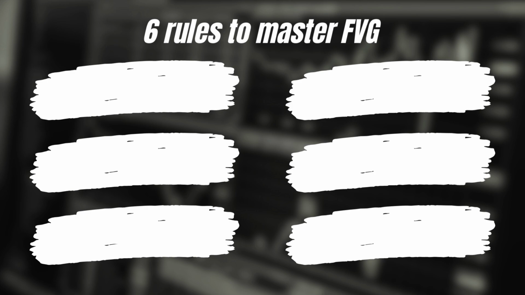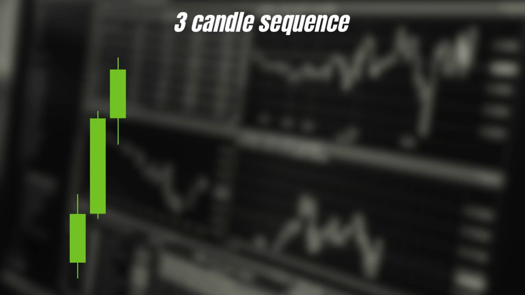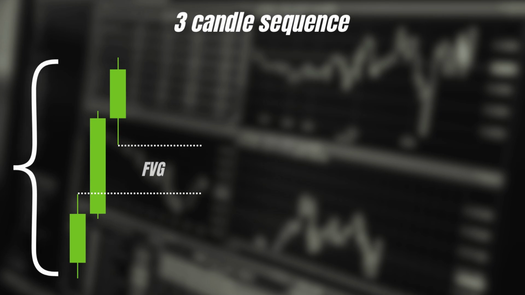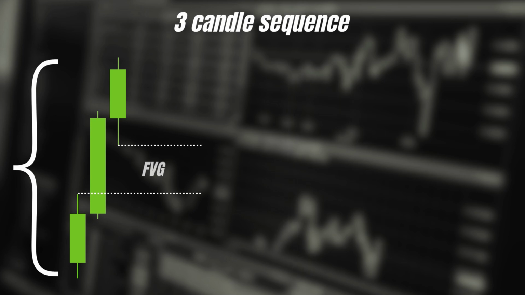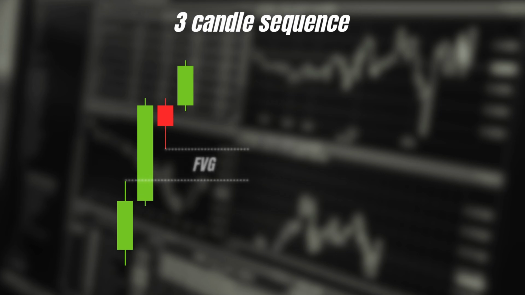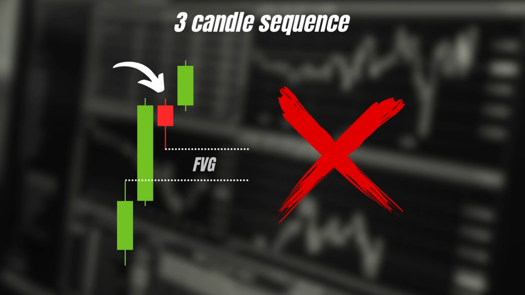The first rule to follow is the three-candle sequence. This rule helps you identify valid fair value gap setups. In a bullish market, the gap must be between 3 consecutive bullish candles. Similarly, in a bearish market, the gap should be between 3 consecutive bearish candles. If you come across a situation where there is a gap, but one of the candles is in the opposite direction, just like in this example, where there's a bearish candle between bullish candles, this does not fit the 3-candle sequence. Such setups are invalid, and you should avoid them to ensure your trades are based on reliable patterns.